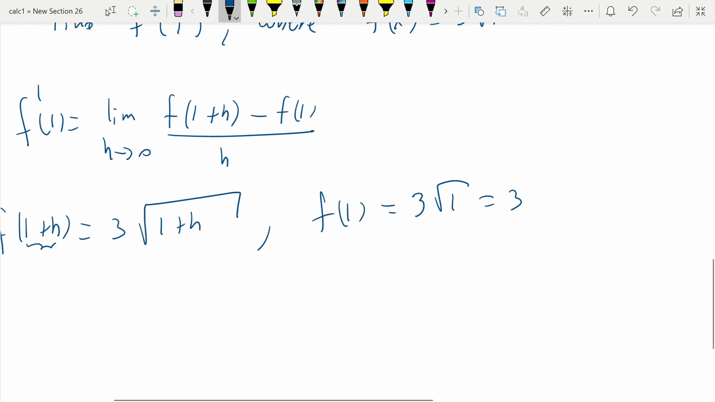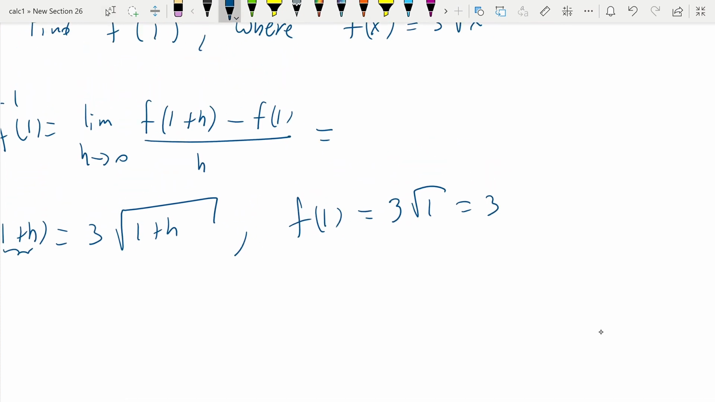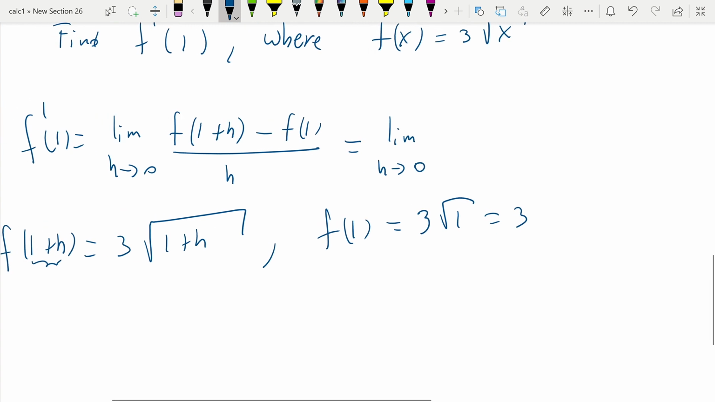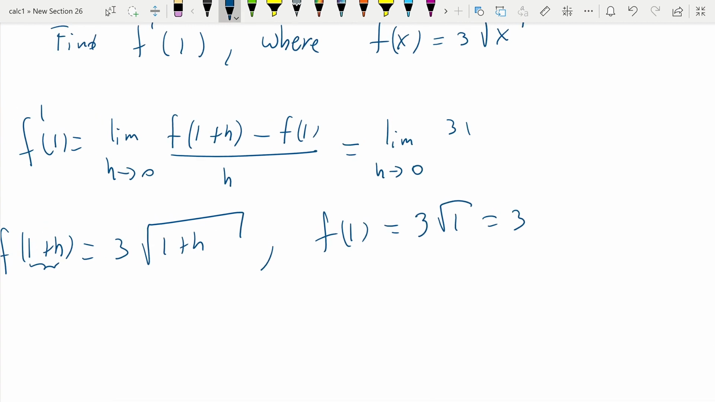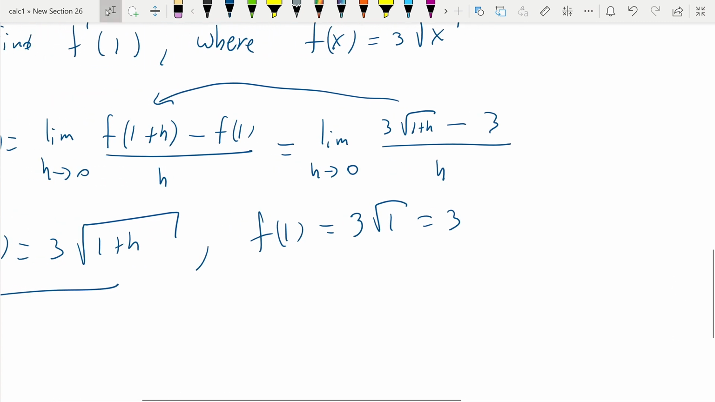Alright, so then we can just skip a few steps that we did before in the more elementary example. We already know that f of 1 plus h is 3 times the square root of 1 plus h, minus 3, and all that divided by h. Remember that this corresponds to f of 1 plus h, which is what's written over here. And 3 is f of 1. This is what we write over here.